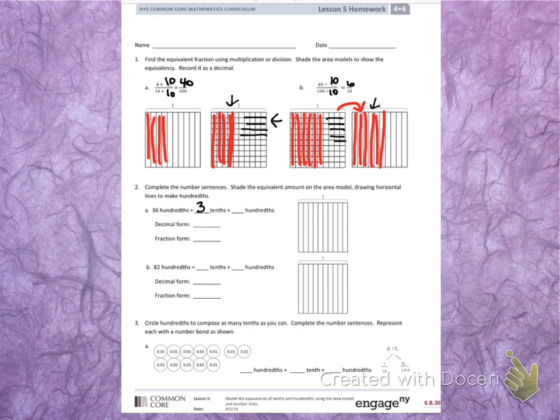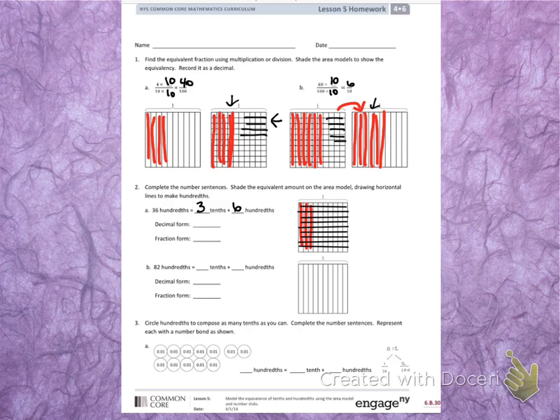It's 3/10 plus 6 hundredths. So let's go ahead and look at this. We have 36 hundredths, and that's 3/10. And how many hundredths? Well, I'm going to have to break this into hundredths. So let me see if I can. I'm going to do the best I can to make 10 pieces.